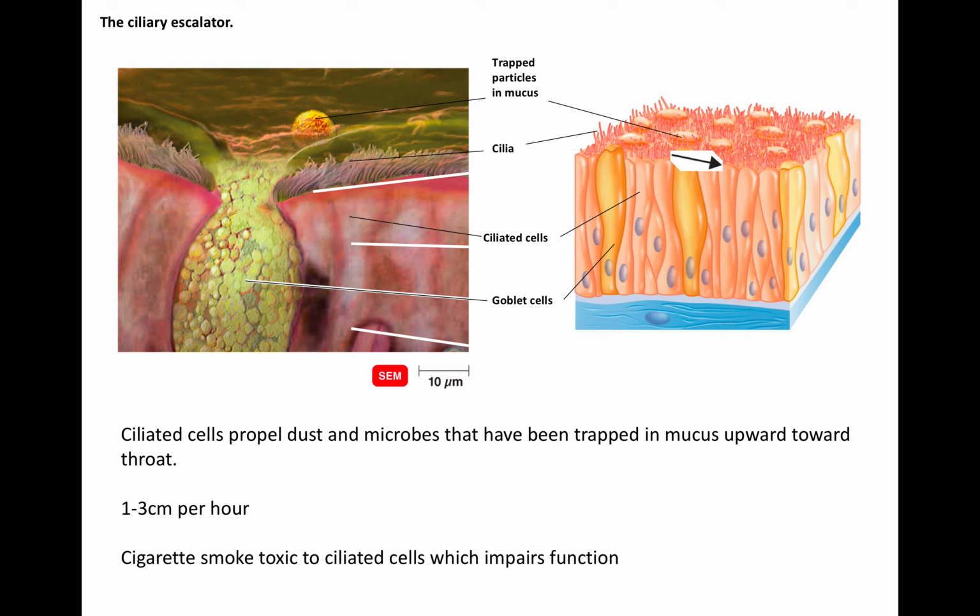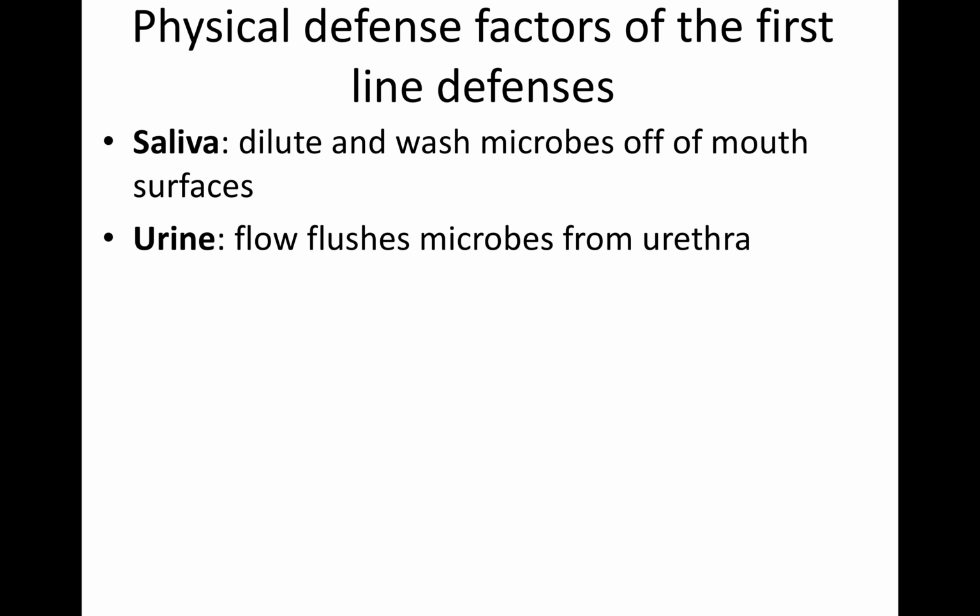So the ciliary escalator will grab dust, microbes, and other things that enter into that tract and move the trapped particles at a rate of about 1 to 3 centimeters per hour. So certain chemicals, including cigarette smoke, can damage those ciliated cells, which is where you would develop what's called the smoker's cough. Some physical defense factors of the mucous membranes would be saliva that dilute and wash microbes off the mouth surfaces, urine that flows and flushes microbes from the urethra.